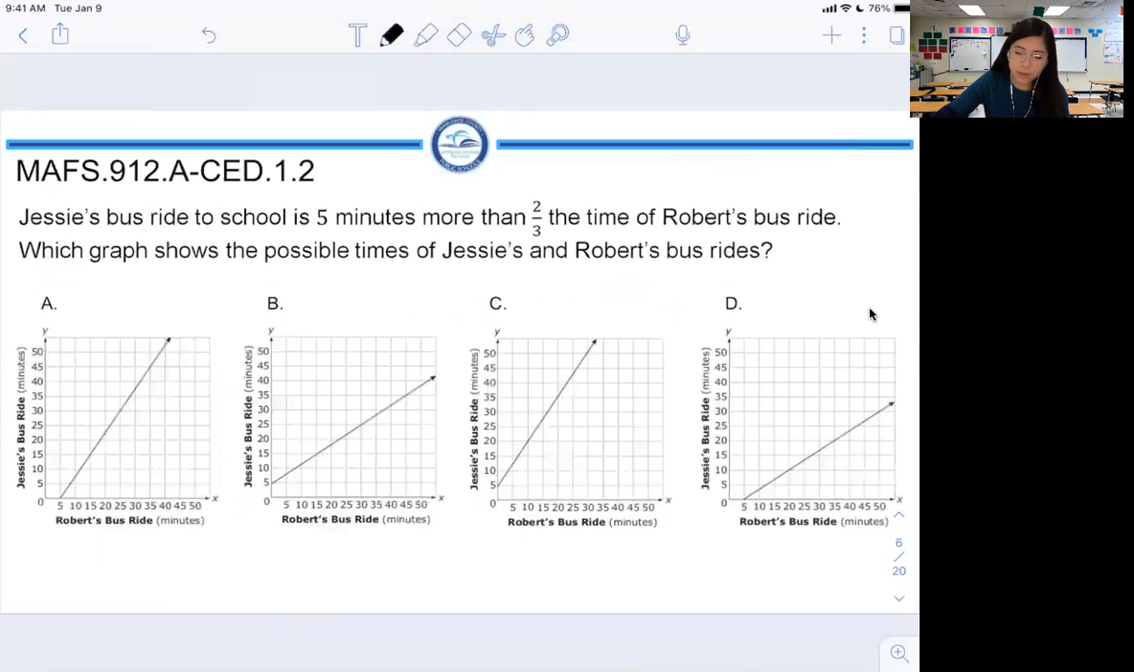Jesse's bus ride to school is 5 minutes more than 2/3 the time of Robert's bus ride. Which graph shows the possible times of Jesse's and Robert's bus rides? Okay, so this one's a little more challenging because now we don't have an equation necessarily, we have a whole graph that we have to do. But what do we know? We know that Jesse's bus ride is 5 minutes more than 2/3 the time of Robert's bus ride. Okay, so I'm going to call Jesse's bus ride J.